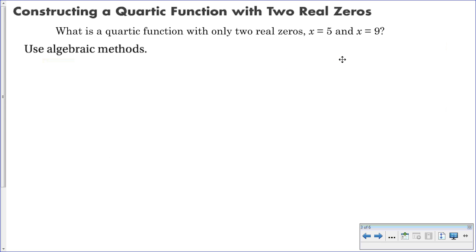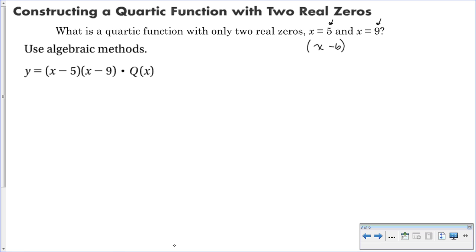So let's look at this example. Constructing a quartic function with two real zeros. What is a quartic function with only two real zeros, x equals 5 and x equals 9? And we're going to do this using algebraic methods. Well, the first thing we need to do is take our zeros and turn them into roots. And remember, your roots are always going to be in the form of x minus b, b being your zeros. So x minus 5 is one, and x minus 9 is the other.